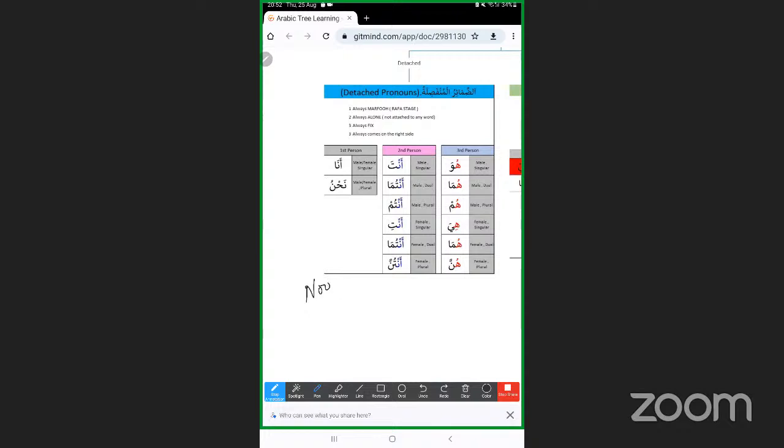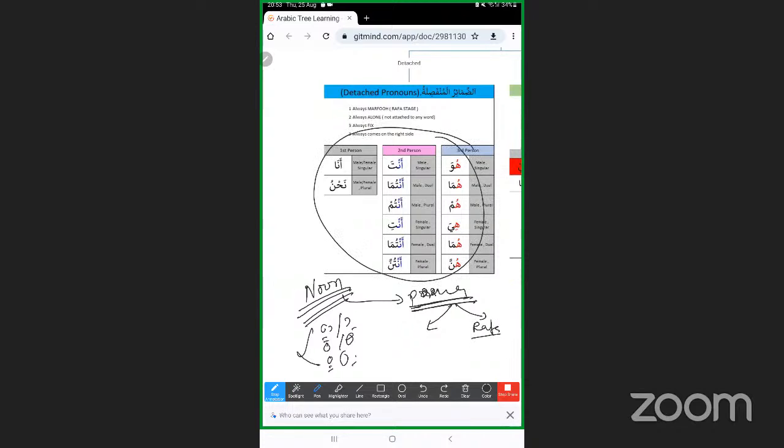For a noun, the original noun, and there is a part called pronoun. If it is originally a noun, then there are stages: dhamma, dhammatayn, fatha, fathatayn, kasra, kasratayn. There are other things I will teach you inshallah. But for pronouns, there are separate things. For rafa pronouns, this is the structure, and they will always be in this structure.